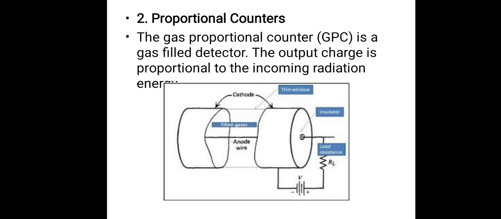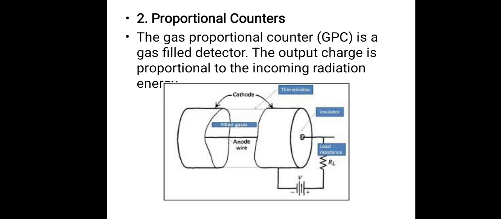Proportional counters. The gas proportional counter, GPC, is a gas filled detector. The output charge is proportional to the incoming radiation and energy. This is the gas filled detector diagram.